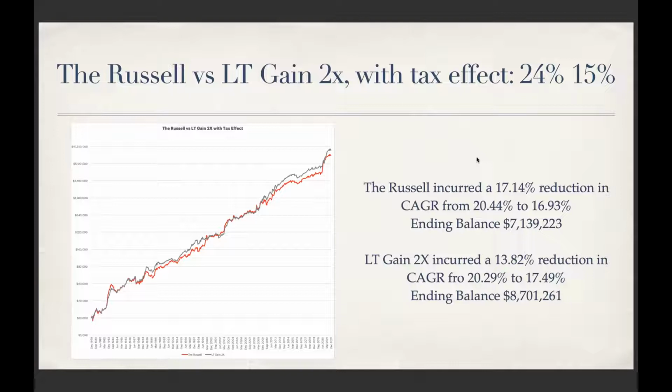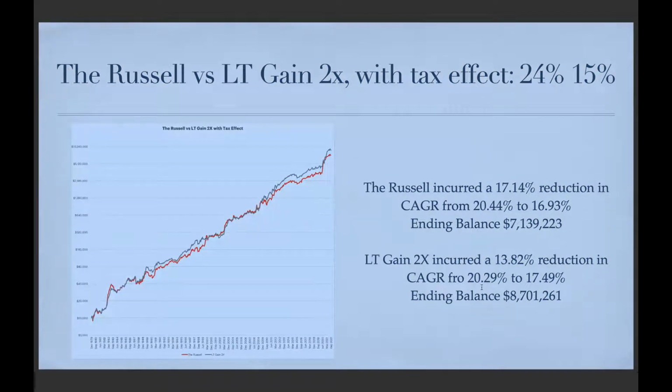So the CAGR reduction is smaller. You can see for the Russell, it was a 17% reduction in CAGR, but for LT gain 2X, it was less than a 14% reduction. And that's strictly because it has more long-term gains than Russell. And it's a pretty big difference.